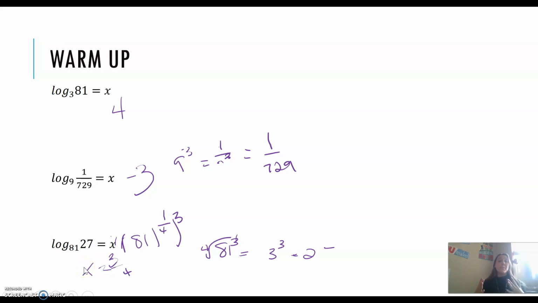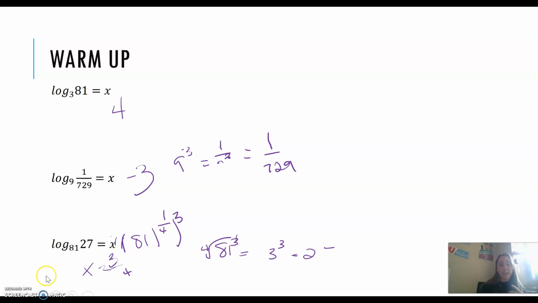So the way that I thought about this one was that 81, I wanted to get it down to 3. The reason why I want to get to 3 is because 3 cubed is 27, so I need to take the 4th root of 81. Whenever I'm thinking roots, I always have to think of the exponential power of that. So 81 to the 1/4, and then I want to cube whatever that answer is.